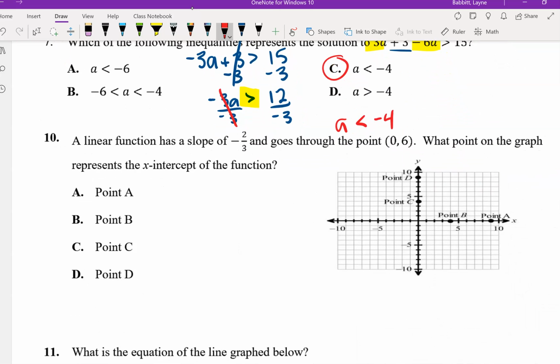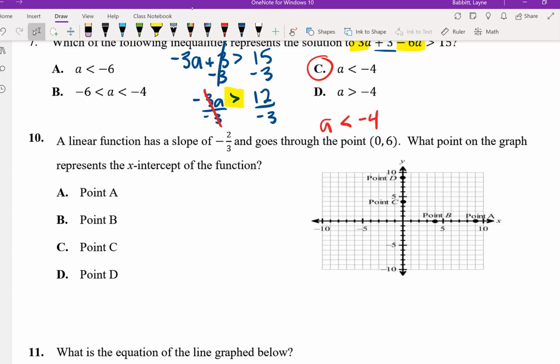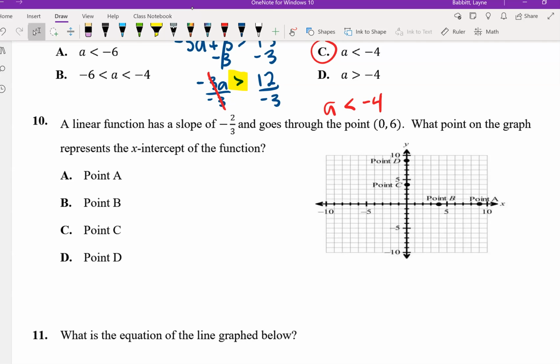A linear function has a slope of negative 2/3 and goes through the point (0, 6). What point on the graph represents an x-intercept of the function? Well, the x-intercept is where it crosses the x-axis. This horizontal one is the x-axis. So the points on the x-axis are B and A. So it can't be C or D. Sorry, that was me crossing that one out. So it's got to be A or B.